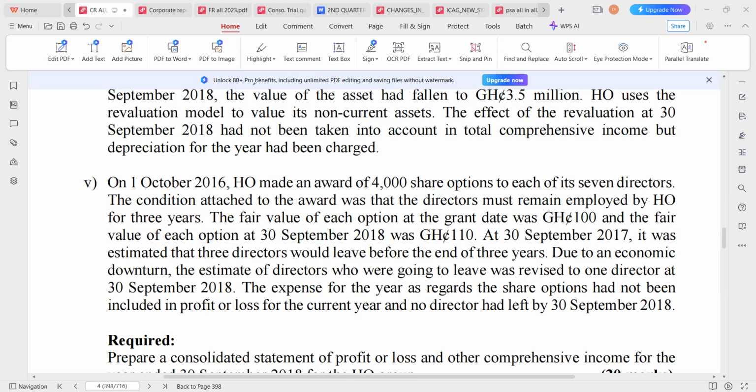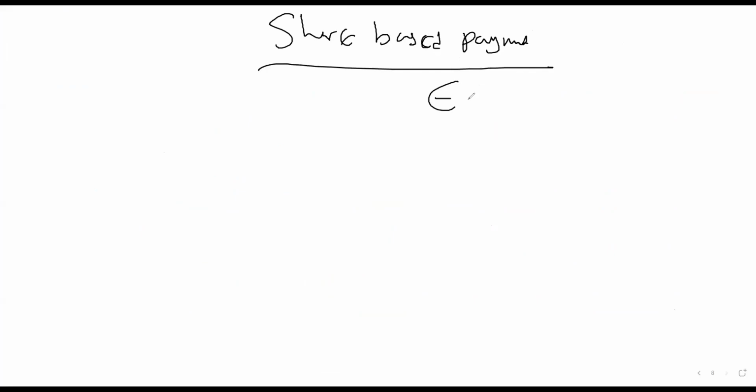So here, this is share-based payment. Very nice share-based payment question. In a share-based payment, don't worry yourself. Do your workings like this: share-based payment. Put equity here and then put the expense here. Then start the first year. You can say year 1.